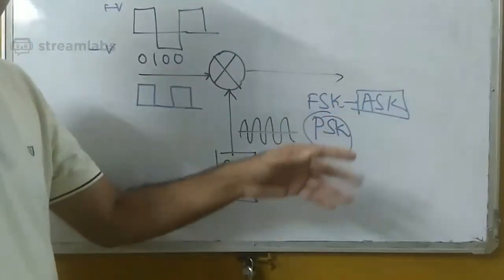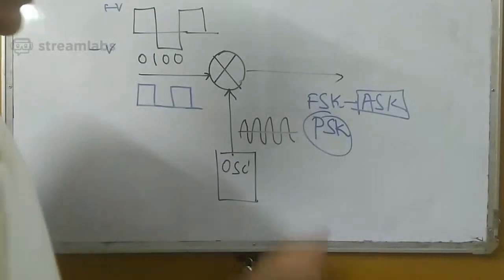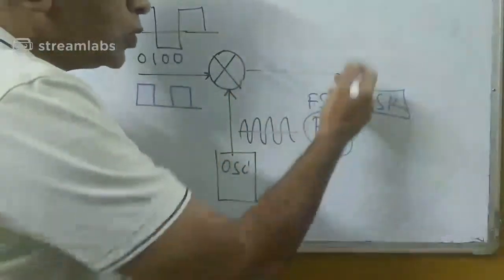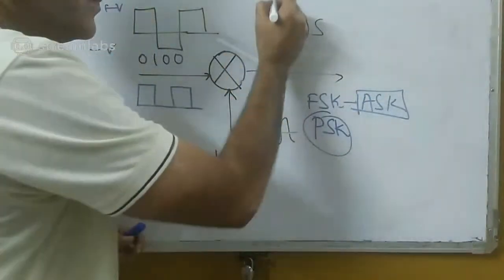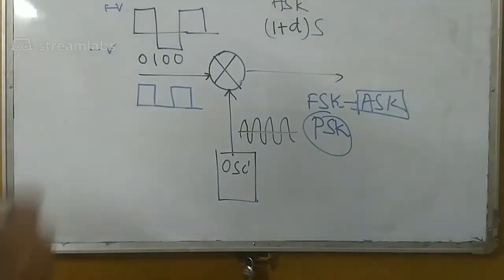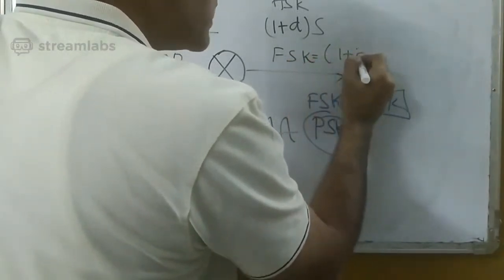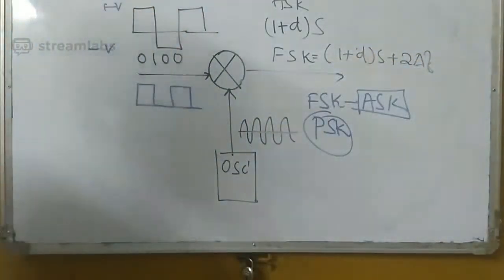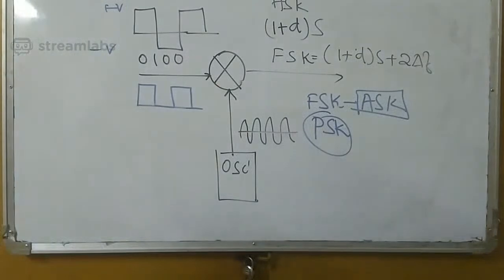Now, when I compare PSK with FSK, what will be the advantage? The advantage is bandwidth. I will write the bandwidths of both ASK and FSK. The bandwidth of ASK is this. The bandwidth of FSK, just recall, is 1 plus D into S plus 2 delta F. I need to add one more additional component, that is 2 delta F. It will increase the bandwidth.